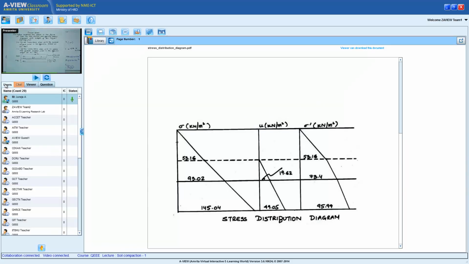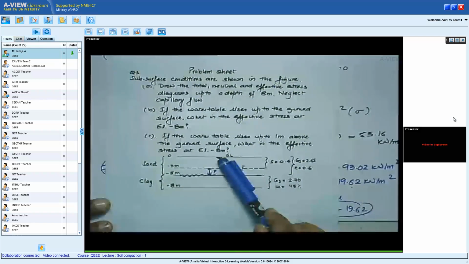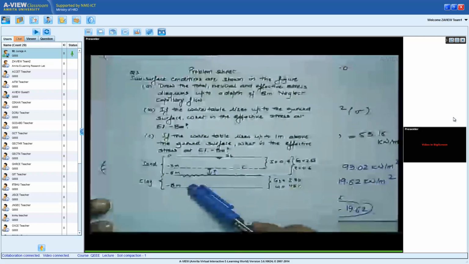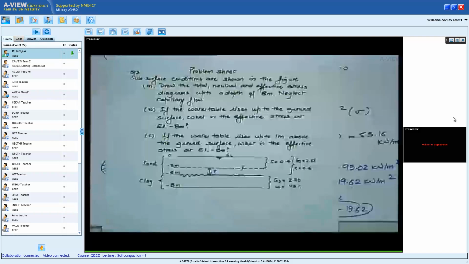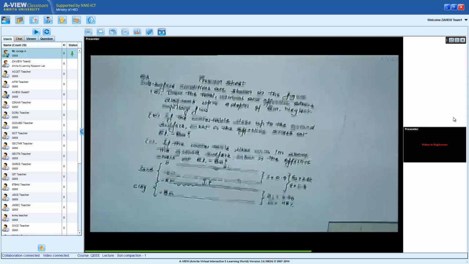Thank you. So part B of the question says, if the water table goes up to the ground level, what is the new value of effective stress at 8 meter? And we have 3 minutes.